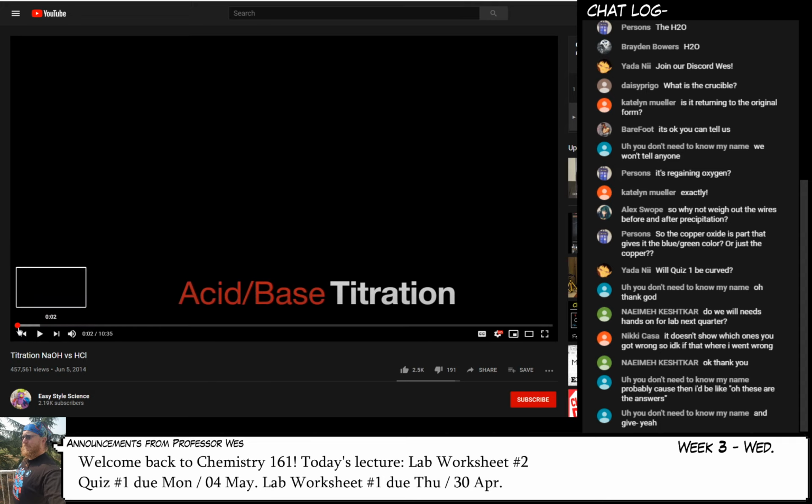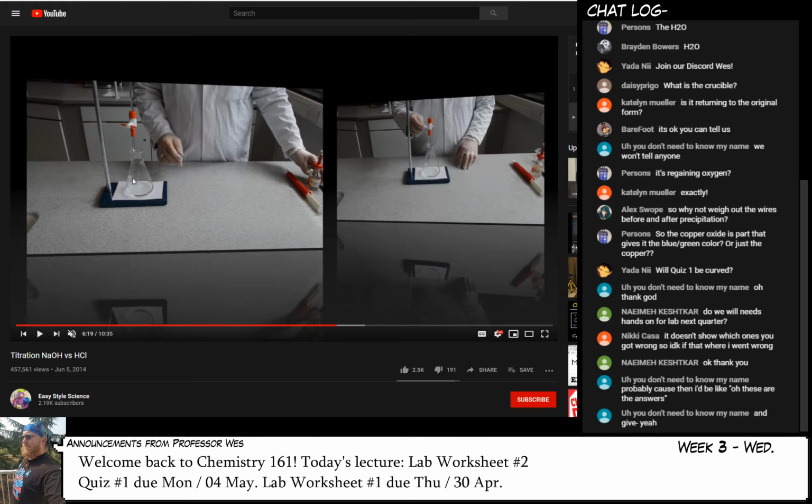Oh, now I'm seeing double. Okay, so here's what he is going to do. In the flask, he is going to put a sample of the analyte. The analyte is the sample that you are analyzing. In the burette, he is going to put the titrant. That is the sample that you're titrating.